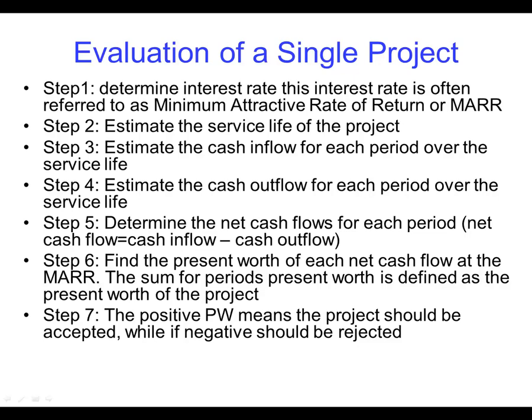In the sixth step, we find the present worth for each cash flow at the MARR rate, or the minimum attractive rate. The sum of the periods' present worth is defined as the present worth of the project, or net present worth for the project. In the last step, we judge the project. If the net present worth is positive, then the project is accepted, or it's a go, while if negative, the project or the investment should be rejected.